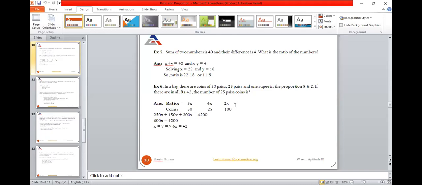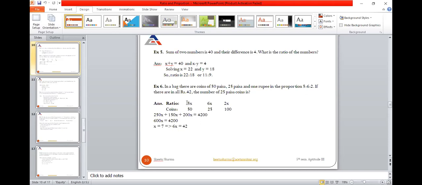तो how to solve these type of questions? First of all, देखो बेटा, you make such table, one for ratio and second for coins. Ratio, let it be 5x, 6x and 2x. Similarly, coins कितने हैं 50 पैसा, 25 पैसा and 1 rupee है. We are doing the question in the form of paisa, so 1 rupee can be written as 100 paisa. Now he is saying that all in the total in 42 rupees. So again 42 rupees can be written in the form of paisa, that is 4200.